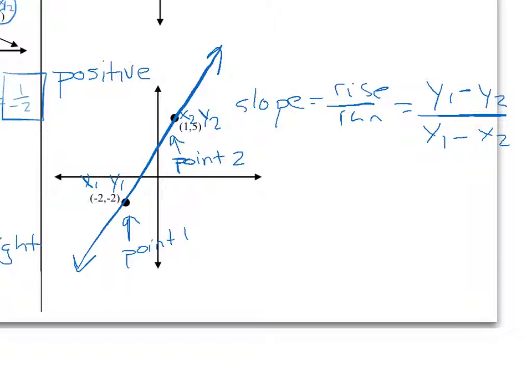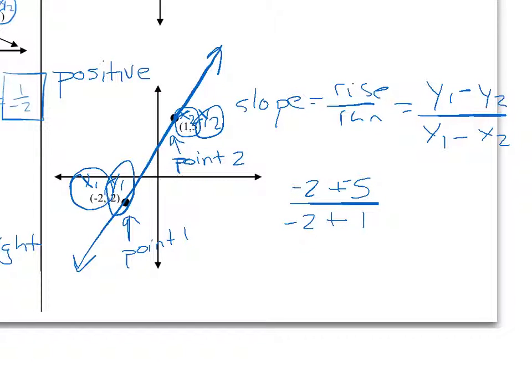I'm going to be plugging into my equation. So I've got y sub 1, that's this negative 2, minus y sub 2 is 5. And x1 here is negative 2 minus x2, which is 1. Leave, change, switch. Leave, change, switch. Negative 2 plus negative 5 is negative 7, over negative 2 plus negative 1 is negative 3.